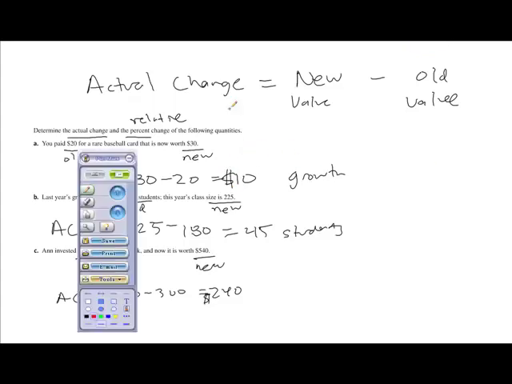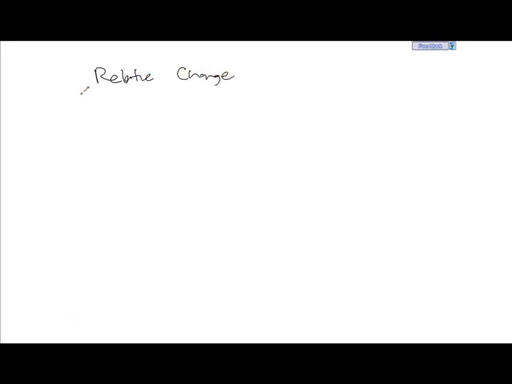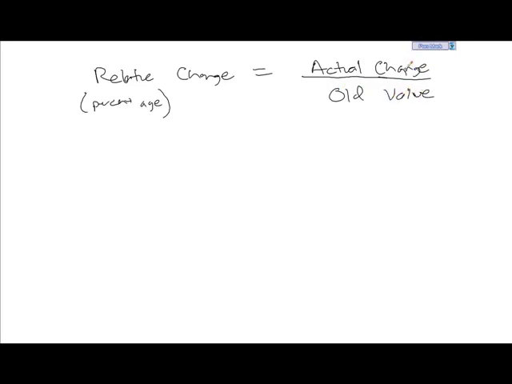Now relative change says, hey, you know what? Compare, again, this could be called percentage change as well. There are two different names for it, but they mean the same thing. Relative change says, hey, let's compare. Let's create a ratio. Let's compare the actual change, how much it's grown or decreased by, and compare it to the old amount, the old value. So basically, we're saying how much has it grown by? Let's compare that to what it was previously, and that will be our measure of what we'll call relative change.